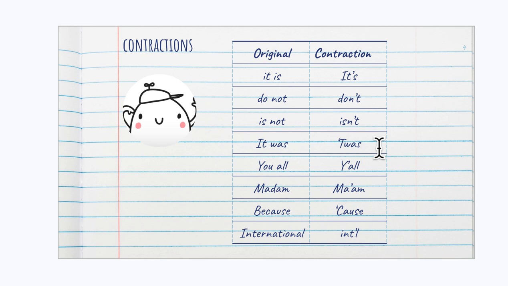'Twas the night before Christmas. There's an apostrophe there before the T because it's a shortened form of it was. It was the night before Christmas. Y'all is a shortened form of you all. Ma'am for madame. Cuz is a shortened form of because. And even abbreviations like int'l for international, there's an apostrophe there to indicate all those letters that we just skipped over.